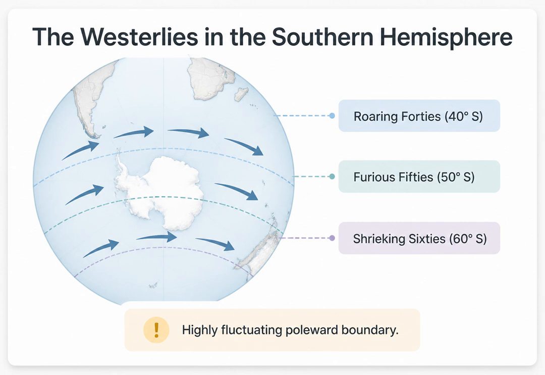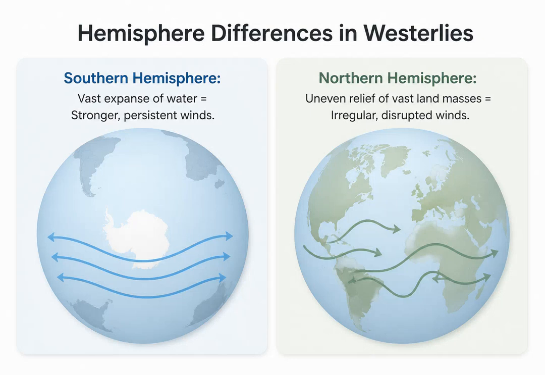Because there is very little landmass to slow them down here, they become incredibly fierce. Sailors historically gave these latitudes dreaded names based on the wind's sheer volume: the roaring 40s, the furious 50s, and the shrieking 60s. Why is there such a dramatic difference between the hemispheres?